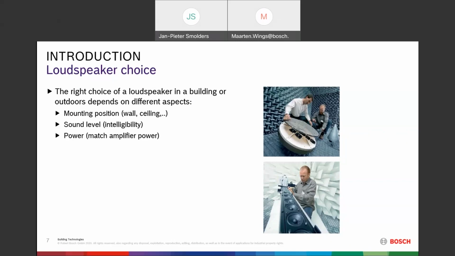The power of a loudspeaker is important. If you have a room with, for instance, 10 loudspeakers of 6 watt, you need to match it to an amplifier that can deliver at least 60 watt as well. Certification for voice alarm systems: we have EN 54 certified loudspeakers. The environment, for instance the IP rating we looked at, the ingress protection of a loudspeaker.